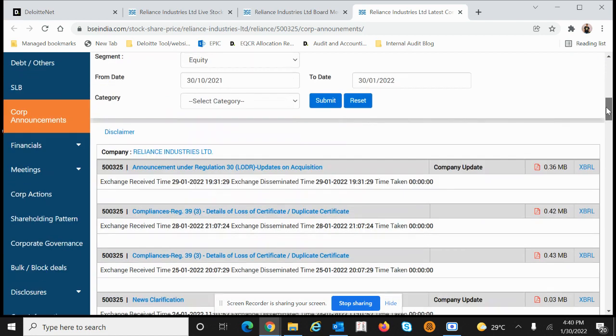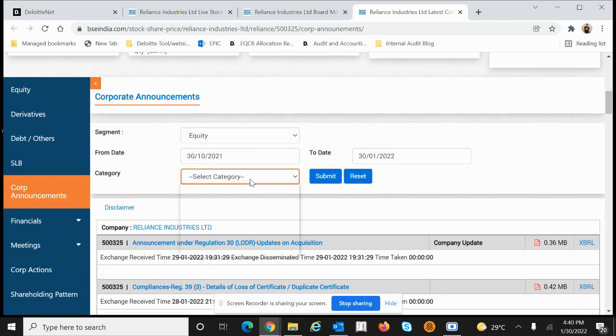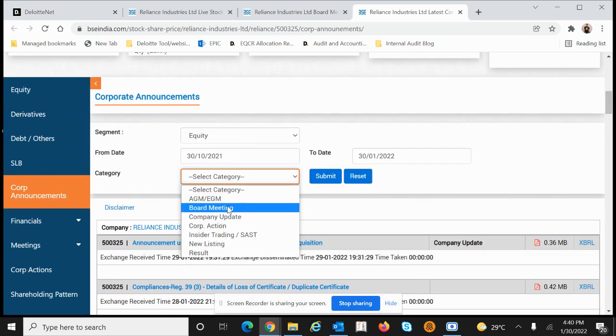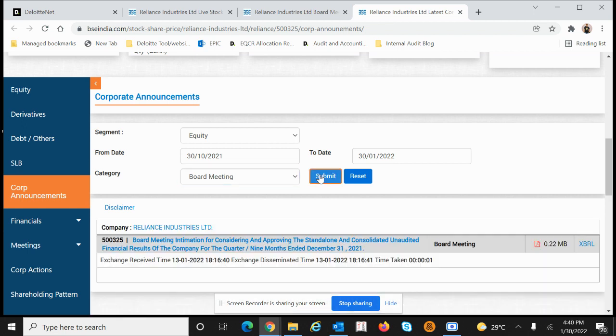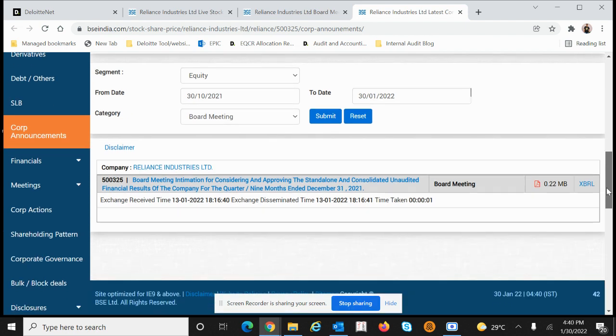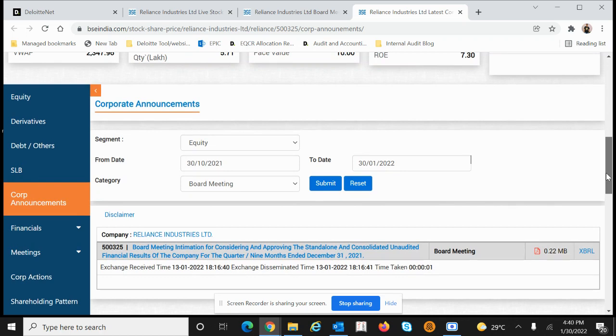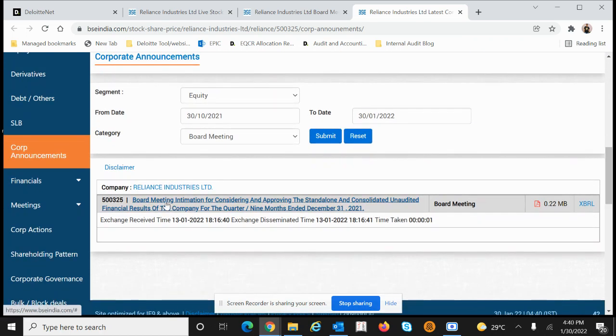In the corporate announcement, you also have an option of AGM and board meeting. Here you can click on board meeting. Again, you select the criteria and give submit, because the last board meeting was conducted on the 21st Jan, for board meeting intimation for considering and approving the standalone and the consolidated unaudited financial result of the company for the quarter and nine months ended.